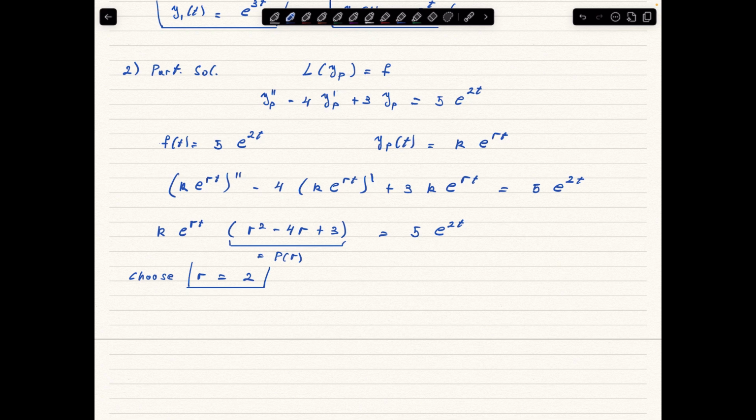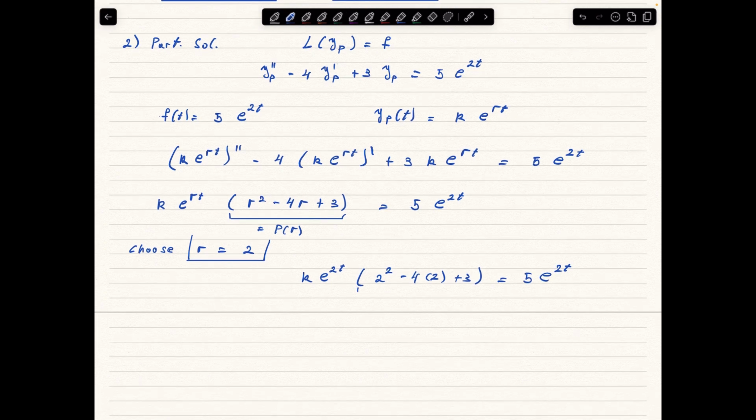We need to choose that, because with that choice, what happens? Then what we are going to have is k exponential 2t. Now r is 2, so we are going to have 2 squared minus 4 times 2 plus 3. So the choice has some consequences all over the equation. And then here we have 5 exponential 2t. So now what we have here is actually the characteristic polynomial evaluated at 2.